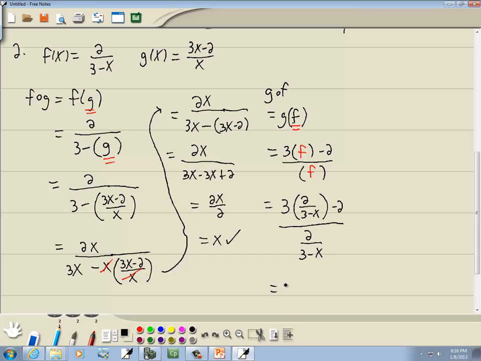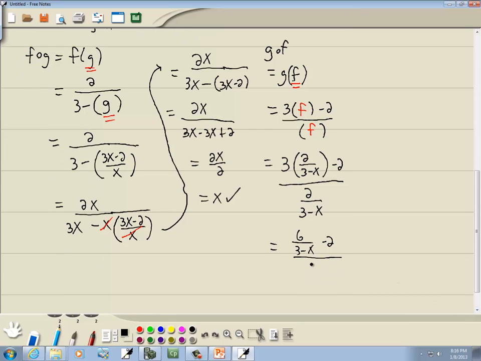This one won't be as simple to work with. 3 times 2 is 6, so we've got 6 over 3 minus x, minus 2 over 2 over 3 minus x. Now we need to get rid of the complex fraction, so we're going to multiply everything by the LCM of all our inner denominators. We have 3 minus x, we have 3 minus x. They're both the same, so our LCM would be 3 minus x. So we're going to multiply everything by 3 minus x.